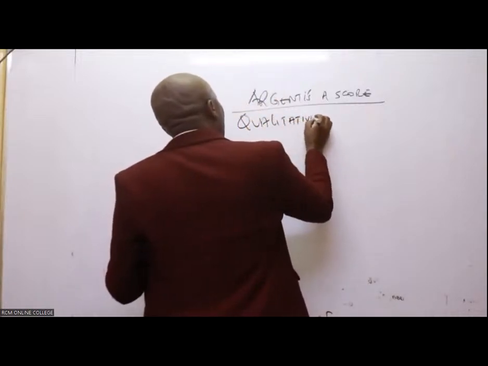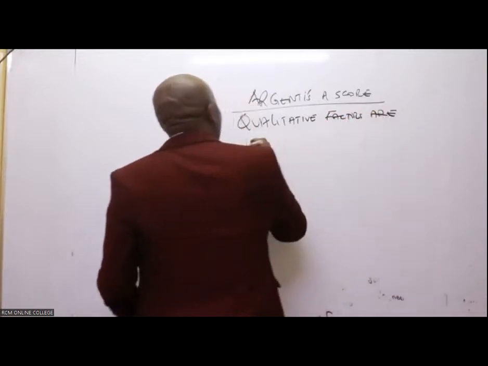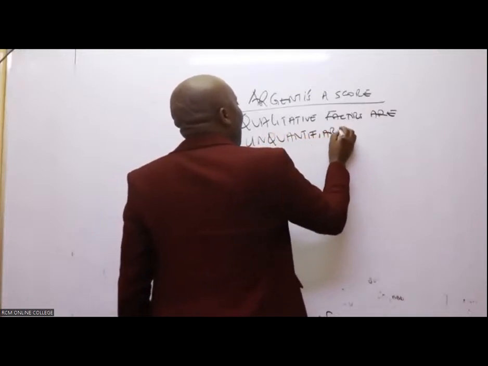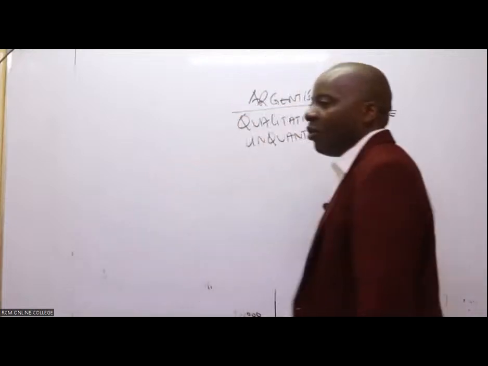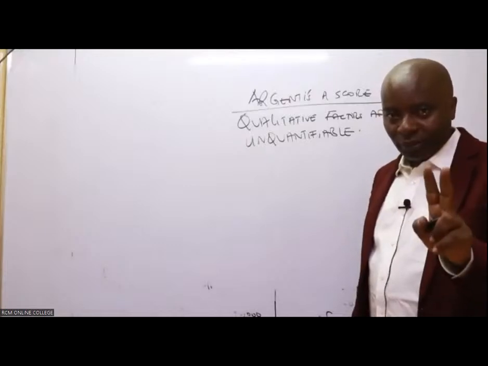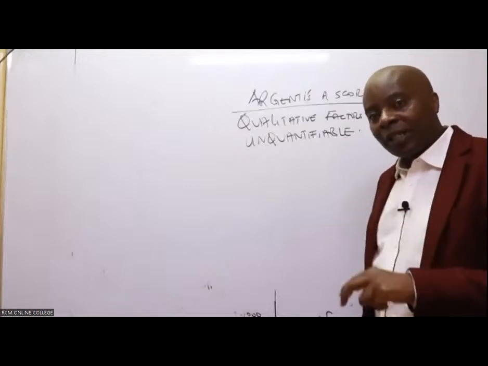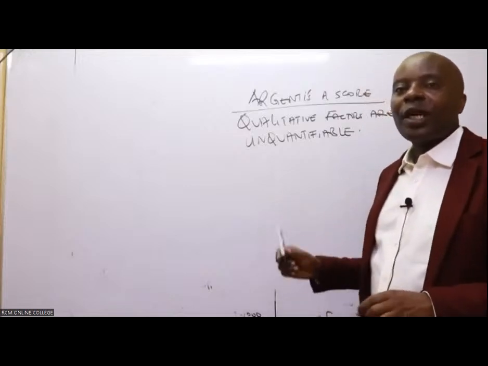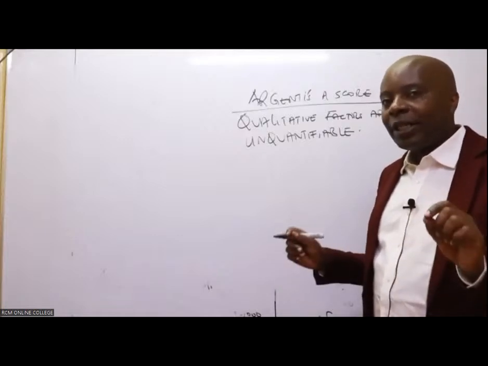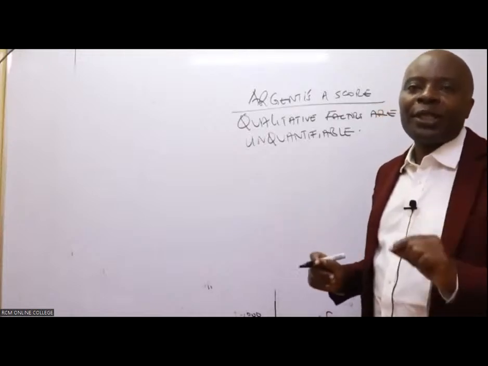Qualitative factors are those factors that are unquantifiable. You can't measure them. You can't count them. Remember, we have what we call quantitative factors and the qualitative factors. So here we are saying that Argenti's model, ladies and gentlemen, basically is that model that looks at the qualitative, those factors that you may think are useless, but yet they are very important in a business.